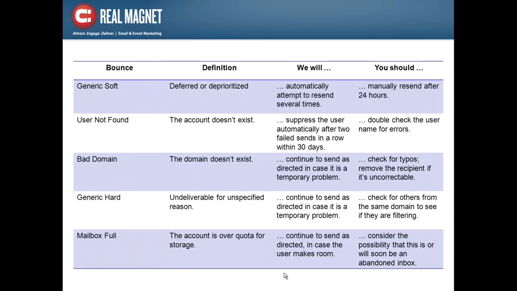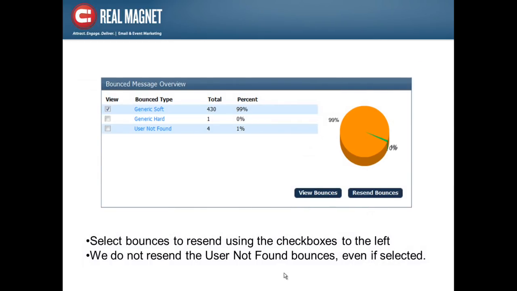ISPs do watch for persistent attempts to send to mailbox full, and that can be a drag on reputation. So if you see a lot of mailbox full bounces from the same recipient, you should consider unsubscribing that recipient.